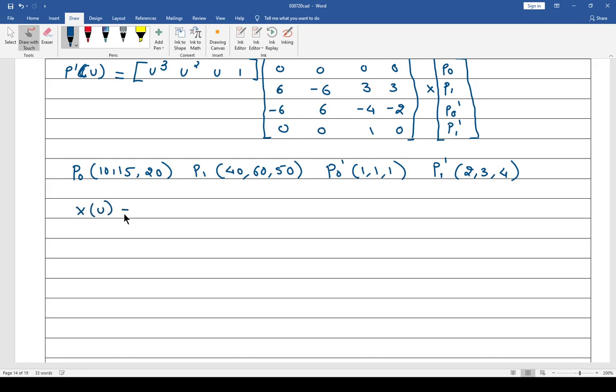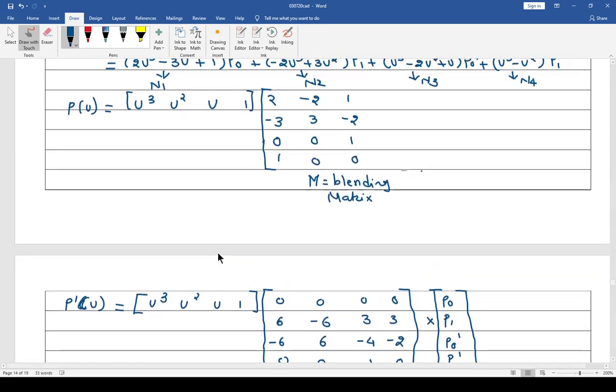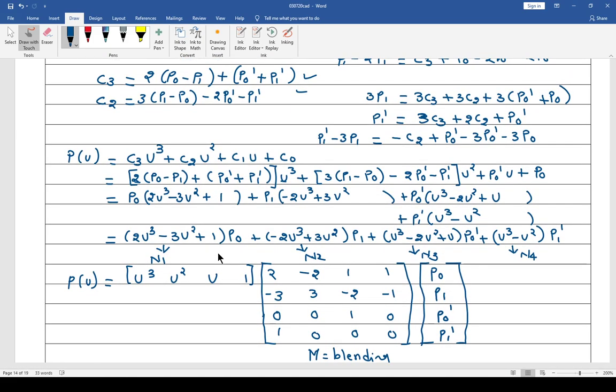So x of u is equal to, so now you have the reference. Okay, so I hope you have written this. Either you can take a snapshot or you can write it, just let me know if this is done.